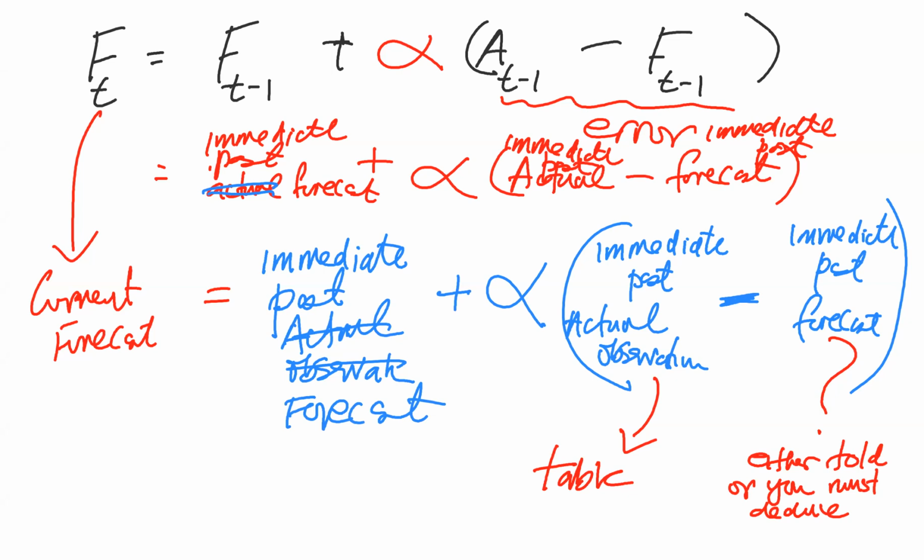So again, it says the immediate past forecast. See, I have F up there for forecast, but I wrote nonsense. So F means forecast, A means actual observation. We need the immediate past forecast, and notice we use the immediate past forecast twice. We use the actual observation once. So to begin, we need an immediate past forecast. Where do I get it from? I'm either told or I must deduce it. In the problem, we are told it.